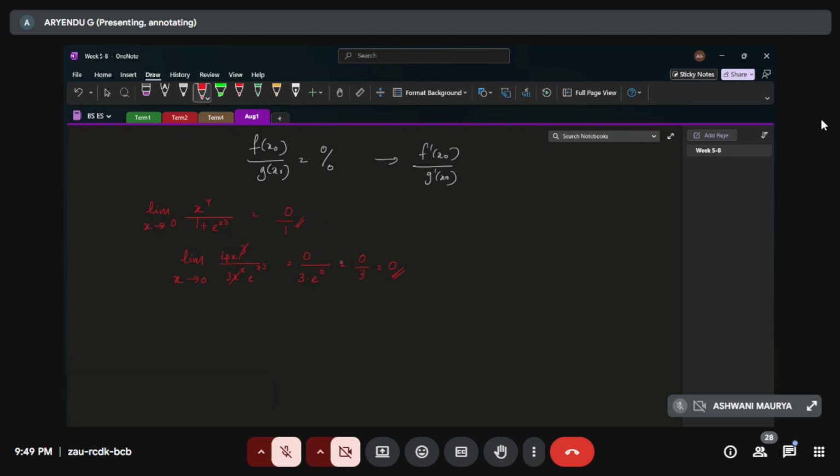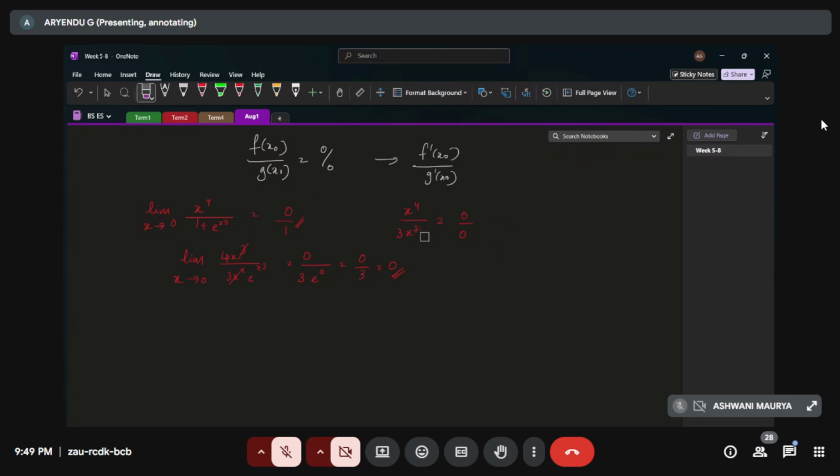But for some questions, you will see that this value may not give you a proper answer. This part of the equation may give you 0 itself. For example, if a function is given like x raised to 4 by x raised to 3 plus x raised to 7 or something like that, both will give you 0. So if you take the derivative of that, it will help you solve it easier.